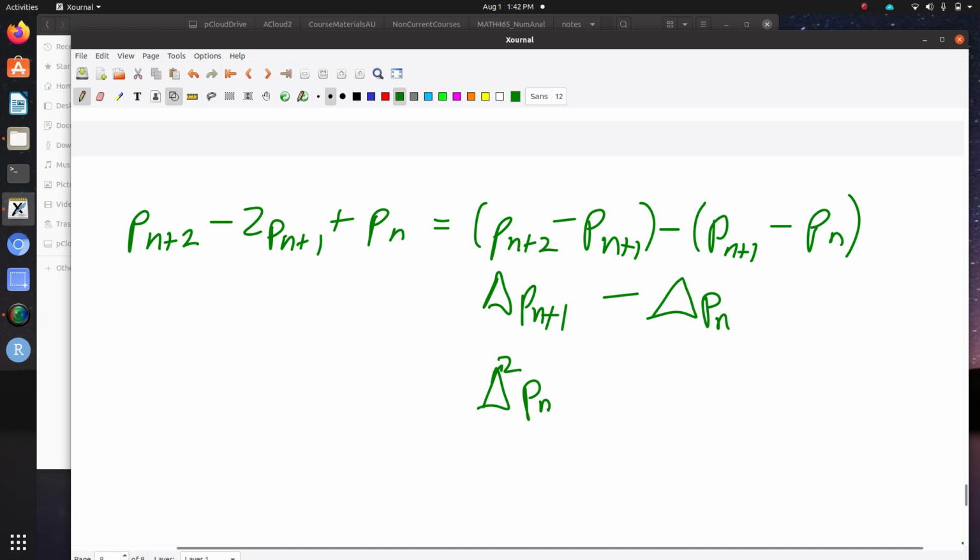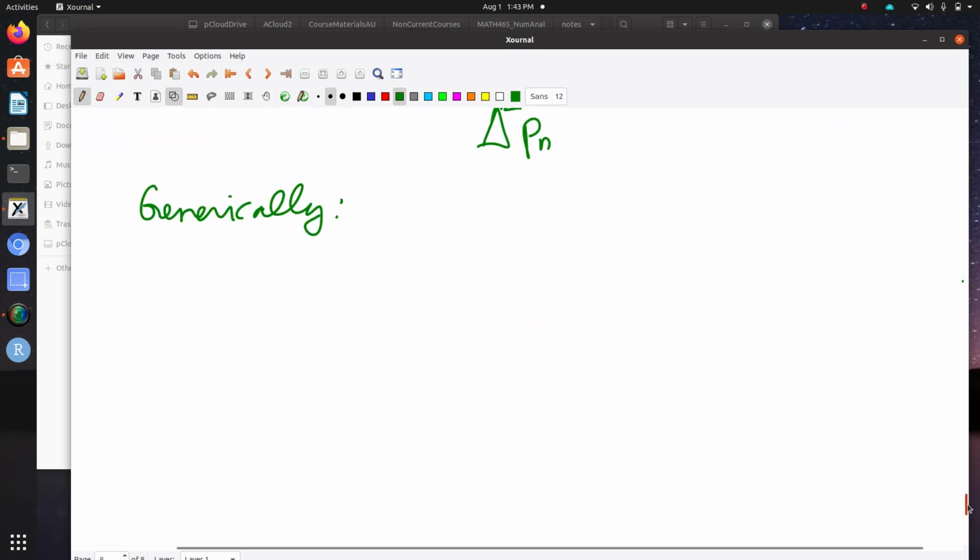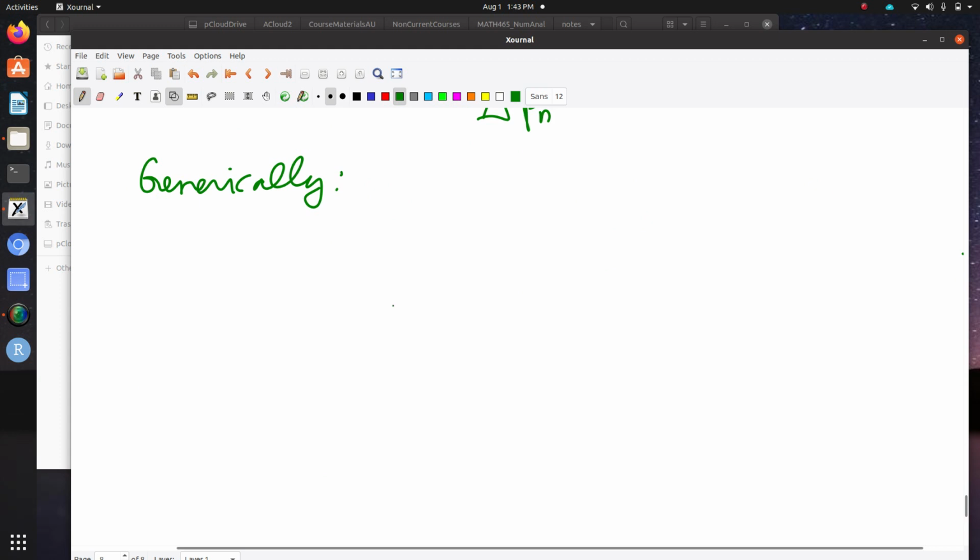Generically, we want higher order dels, and we're going to say how a higher order del is defined. Del k of Pn is going to apply a del, which is just a numerical derivative or differential, to the previous level, and that's exactly what we did when we went from del to del squared. So that's just a more generic definition.